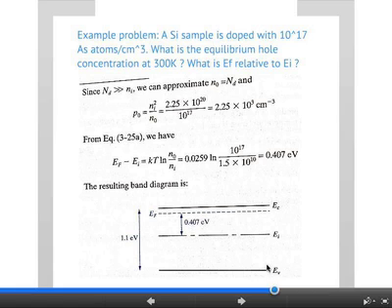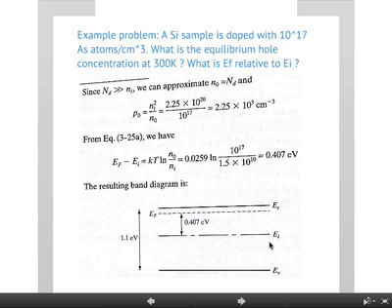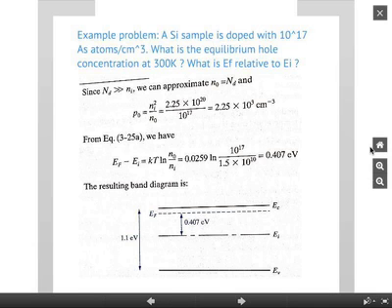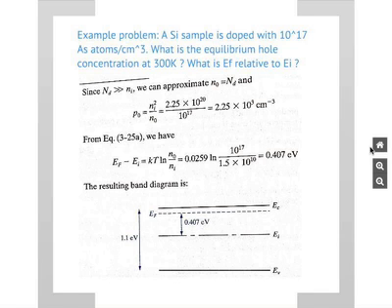You have the valence band and the conduction band, and the middle of the band is roughly the intrinsic Fermi level. The Fermi level in the presence of donor atoms is moved up, closer to the conduction band. Okay, so you should be able to do things like this. Make sure you go back and review.